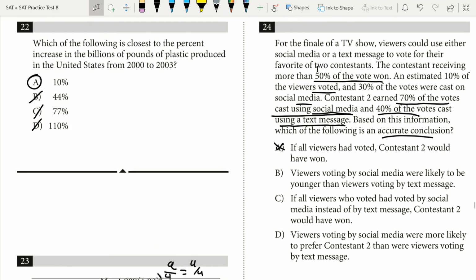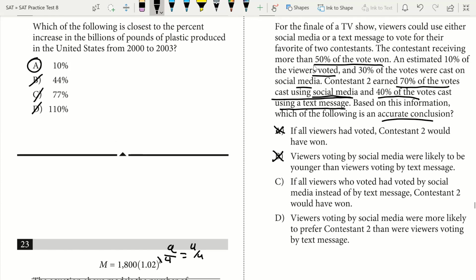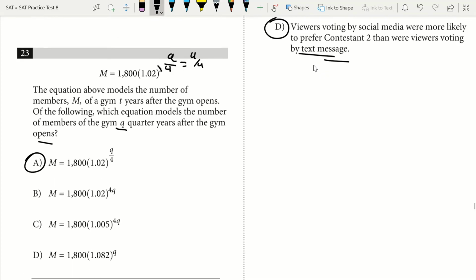And then B, viewers voting by social media were likely to be younger. It doesn't say that, and even though that may potentially be true, we're not told that, so we can't make a conclusion on that. C, if all viewers who had voted by social media instead voted by text message, contestant 2 would have won. No, because the means by which you voted does not affect who you voted for. And D, viewers voting by social media were more likely to prefer contestant 2 than viewers voting by text message. This is true because 70% of the votes that contestant 2 earned were from social media and only 40% of her votes were from text message.